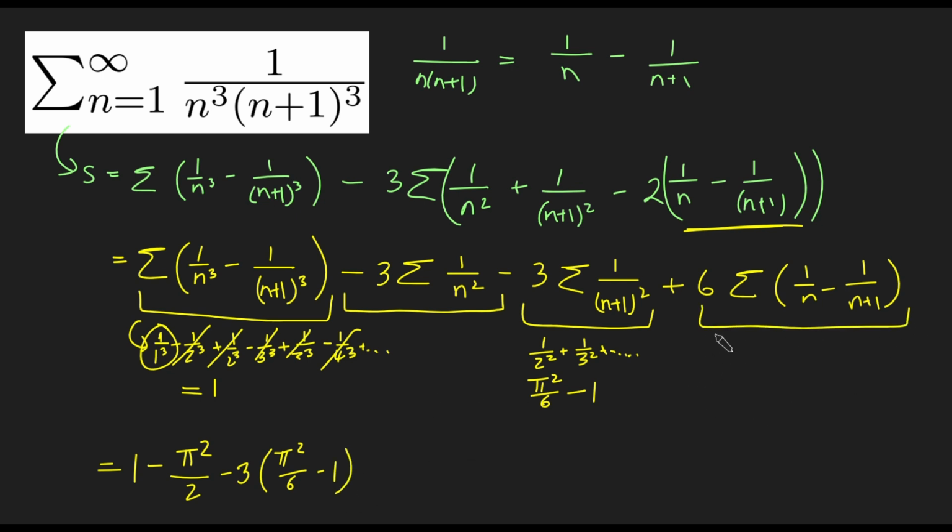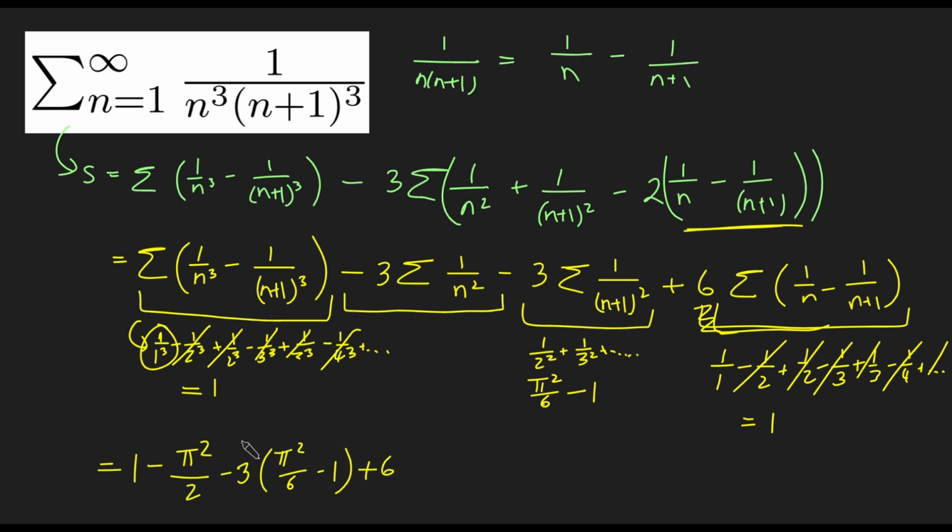Well, this is just, again, another method of differences sum. So if I just focus on the sum part of this, this is going to be 1 over 1 minus 1 over 2 plus 1 over 2 minus 1 over 3 plus 1 over 3 minus 1 over 4 and so on. Those terms cancel, those terms cancel, those terms cancel, and so on. And we're just left with 1. And so that's going to be just a plus 6 at the end.